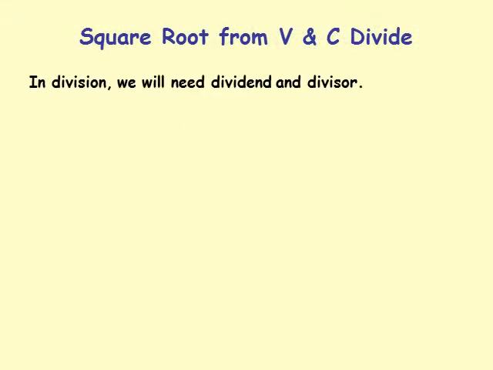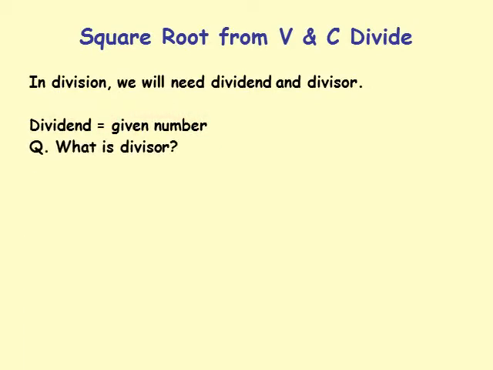Let's do square root now. In division we will need a dividend and a divisor. Dividend we actually have, divisor we will have to find out. The dividend is the given number. The given number we are trying to take a square root of is the dividend. And what's the divisor? Let's find out.